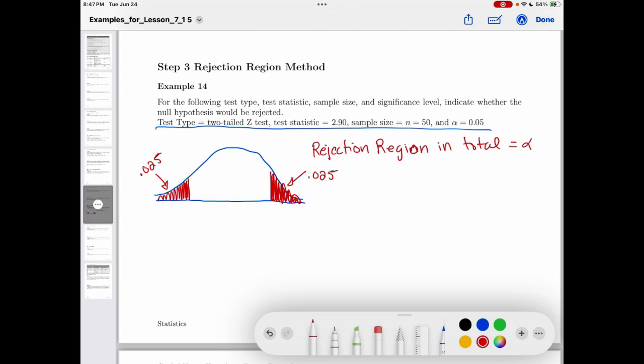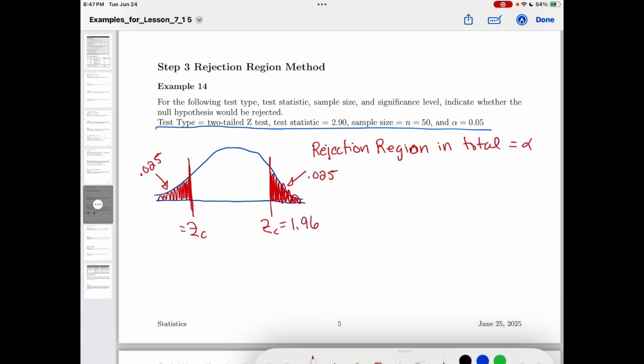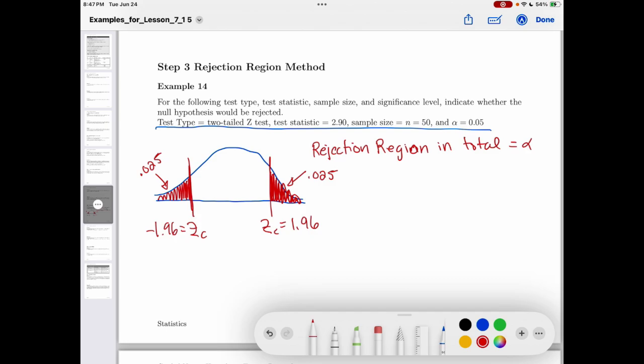Now, to find our z critical, that's what's going to give us the cutoff point for our rejection region. You want to use GeoGebra to do that, and if you forget how to do that, you can go back and look at lesson 6.1 and examples 5 through 6. That will give you a quick refresher on how to find the critical value. In this case, the critical value is going to be 1.96 and negative 1.96. Because it's two-tailed, we're looking at both sides, so we're going to say that it's plus and minus 1.96.